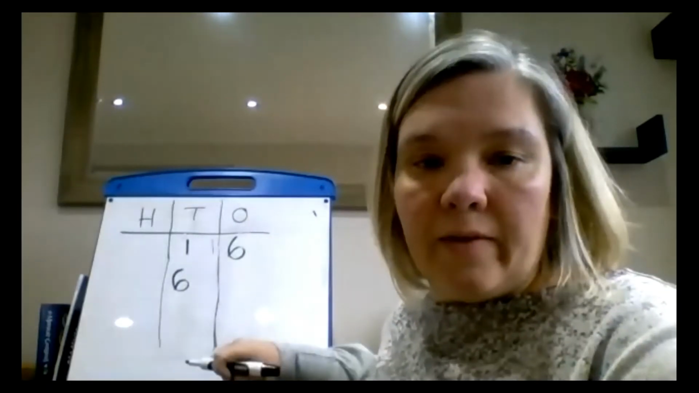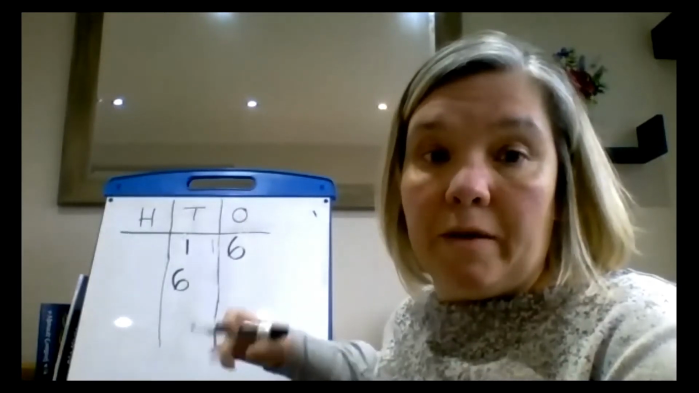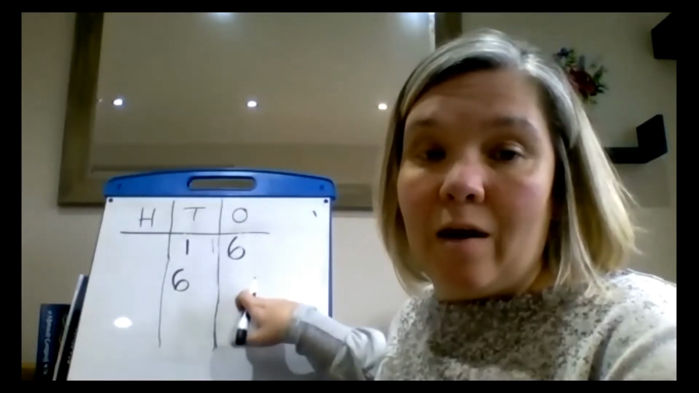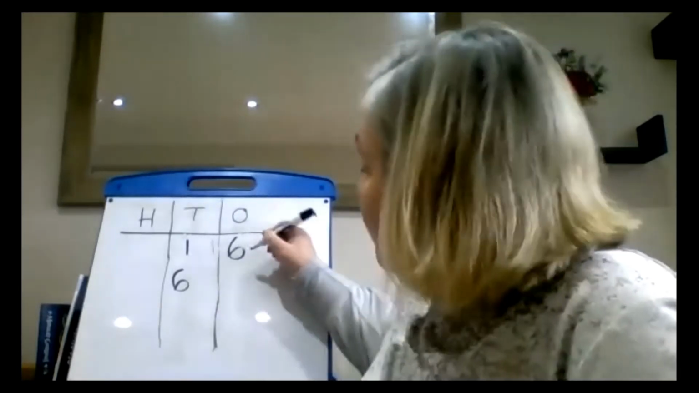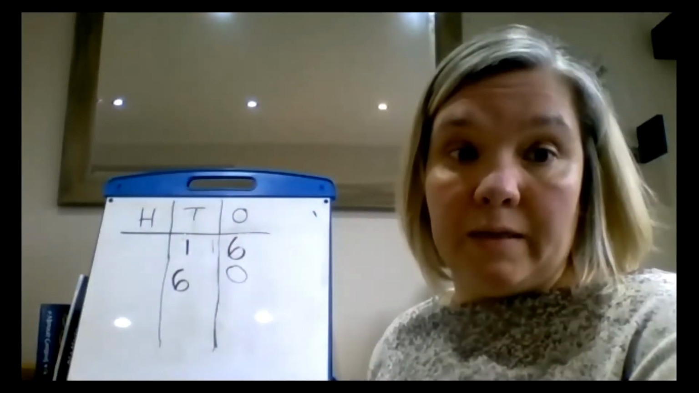How many ones do I have now? I have no ones left, do I? Because all of my ones have now become 10s. But I still need to put something here. What do I need to put here? I need to put my 0, don't I?